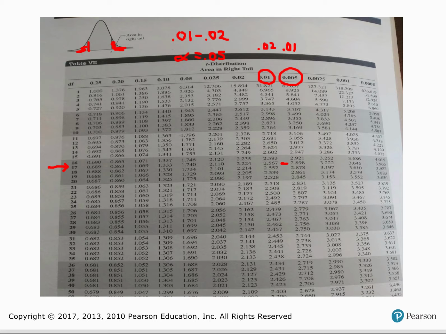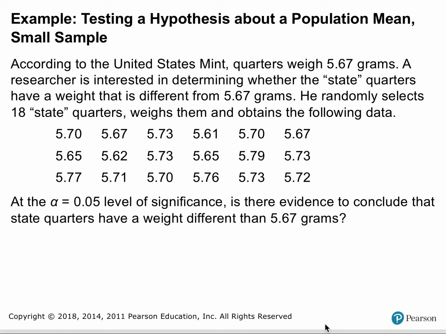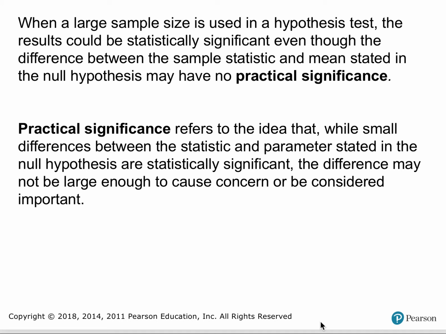Okay, so that's kind of the difference between those two approaches. When a large sample size is used in a hypothesis test, the results could be statistically significant, even though the difference between the sample statistic and the mean stated in the null hypothesis may have no practical significance.